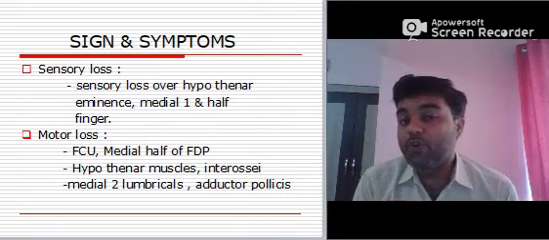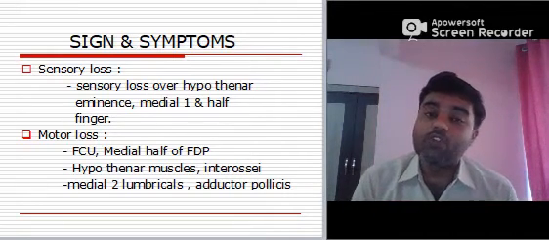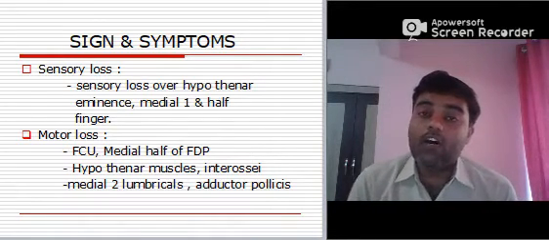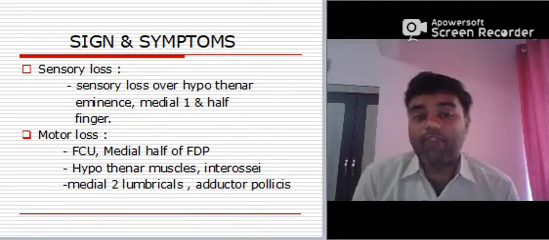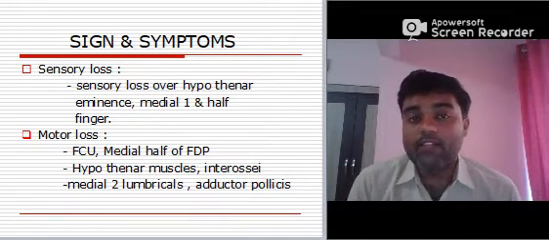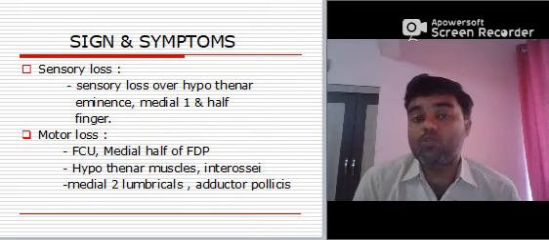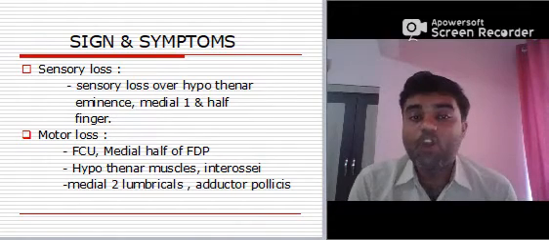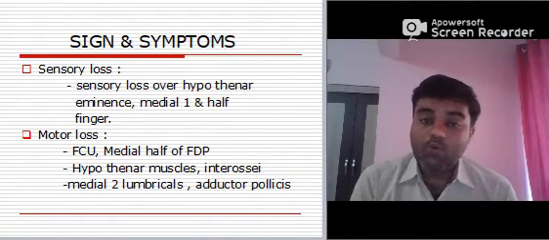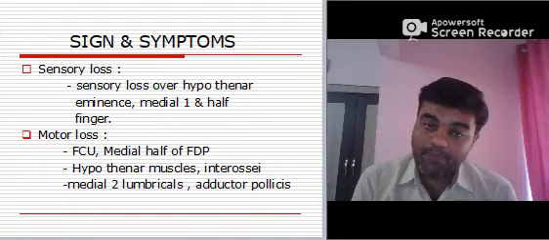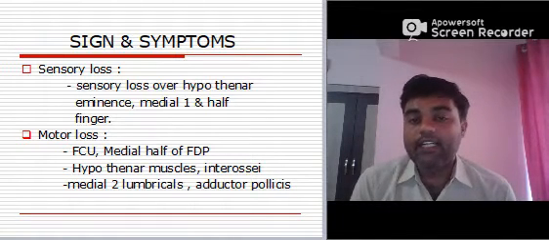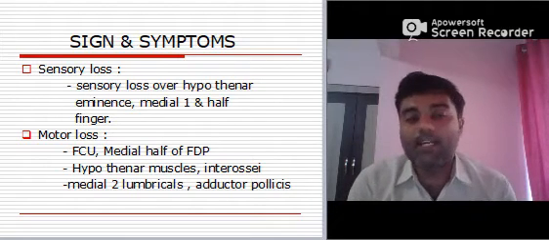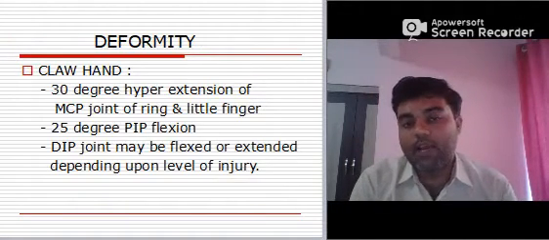Before you judge or diagnose, one should remember the course of the ulnar nerve, because without knowing the course you can't identify it. Some physiotherapists don't know the exact course of the ulnar nerve, so they are confused whether it is ulnar nerve palsy or something else. Motor loss: FCU, medial half of FDP, hypothenar muscles, interosseous muscles, medial two lumbricals, and adductor pollicis. This motor loss will happen.